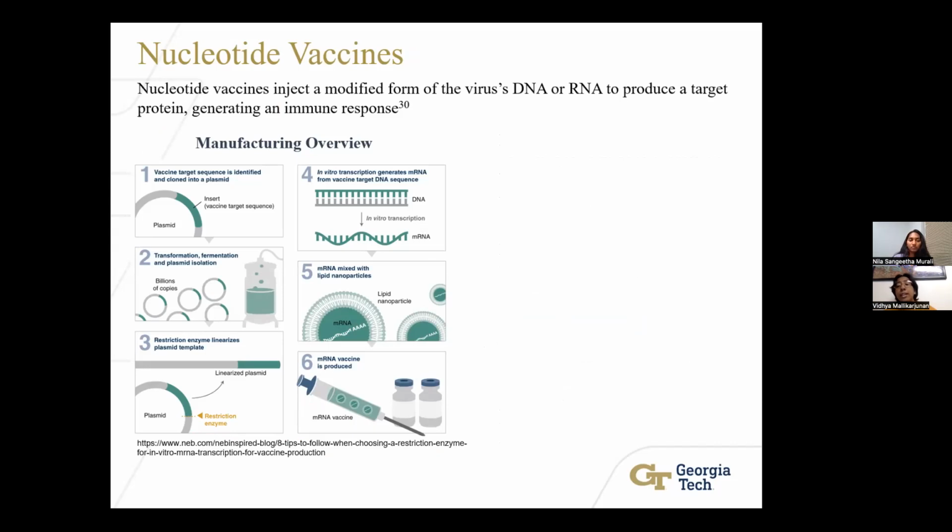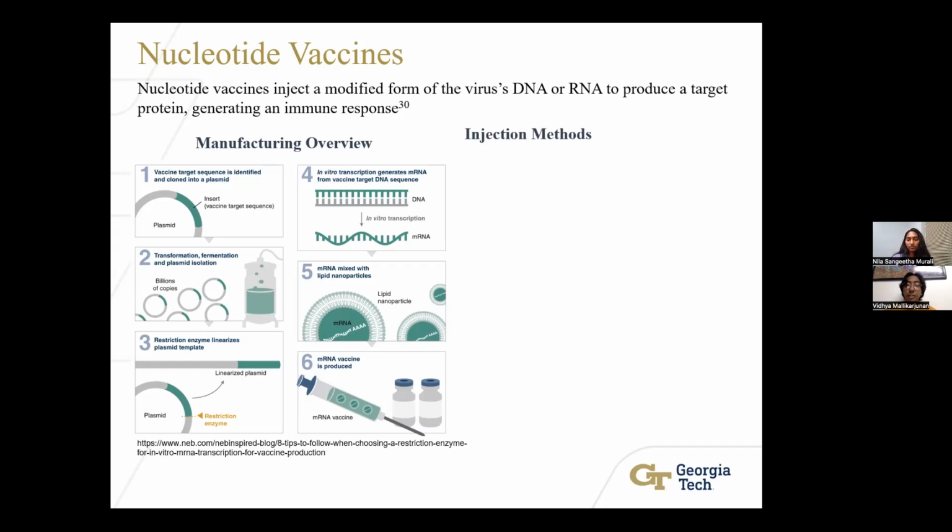The next thing we considered were nucleotide vaccines, also called RNA vaccines. Nucleotide vaccines inject RNA or sometimes DNA encoding for a target protein to elicit an immune response. They're made by first identifying the plasmid and then transforming it. That's shown in steps 1 and 2 in the diagram. The plasmid is then linearized and then transcribed into mRNA, which is steps 3 and 4 in the diagram. And then the mRNA is prepared for injection.